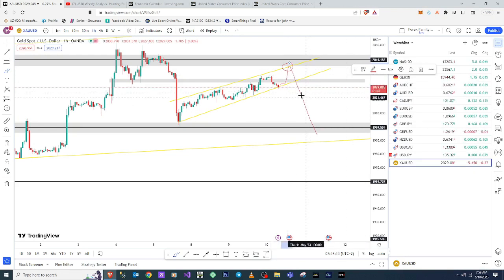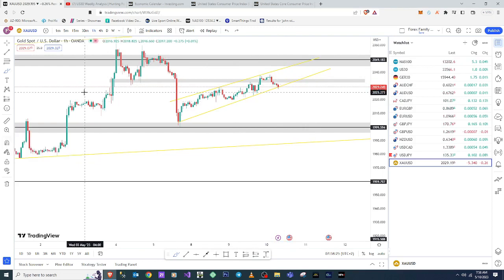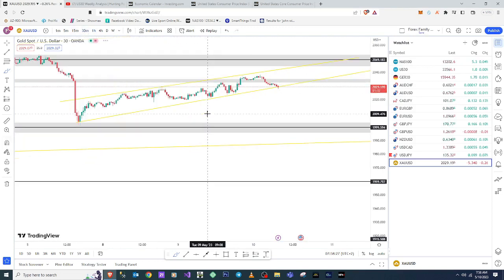You can see there's no movement here. It's those sessions that are moving so slow, always consolidating. So basically, that's what I see at the moment when it comes to gold. Let's go to the lower time frame. I'm going to take out this. We're going to go to the lower time frame.